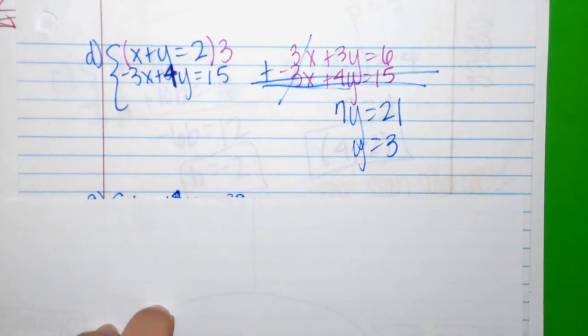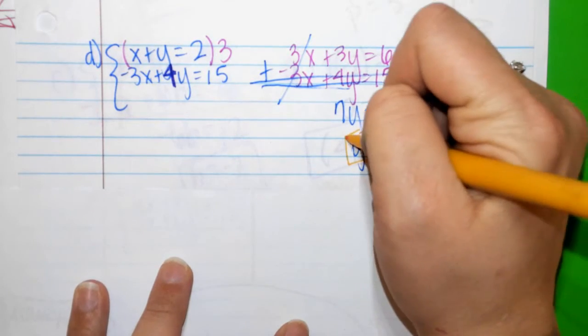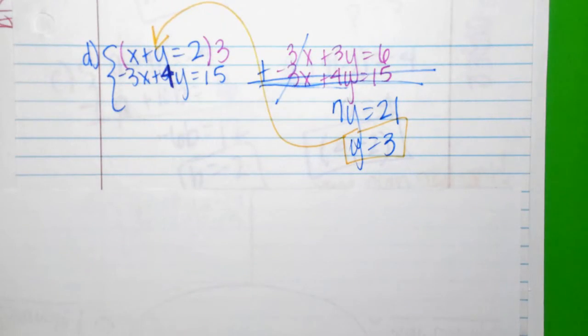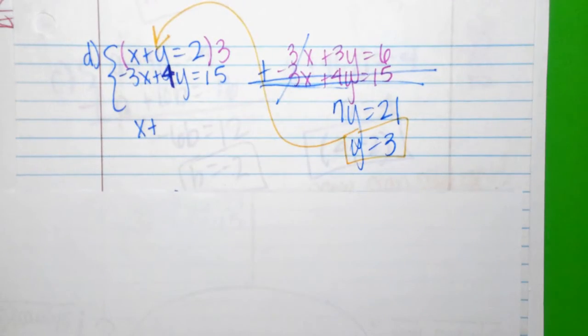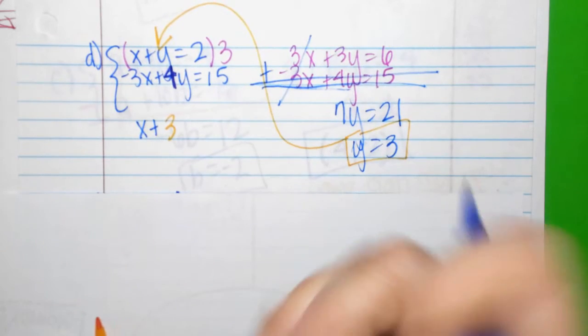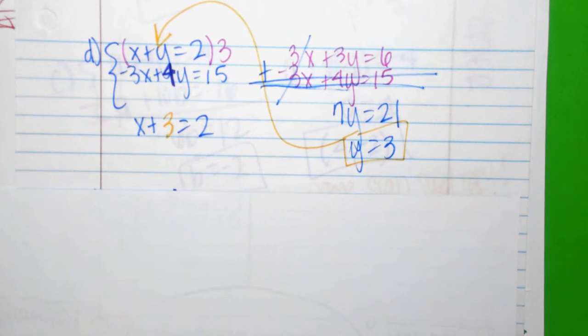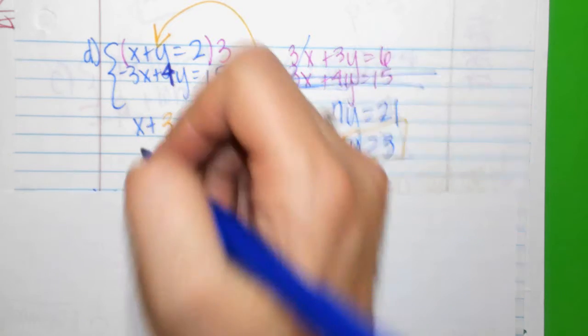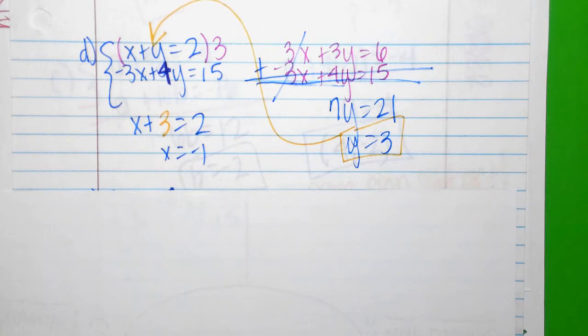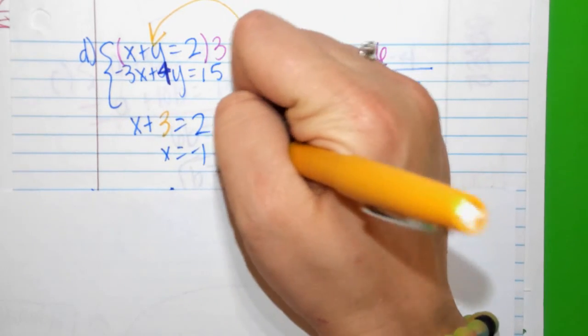Awesome. Now, plug it back into the original top one. So take this y right here and plug it in here. So that gives us x plus, what does y equal? 3, which equals 2. So what does x equal? Negative 1. Take a point if you said negative 1. So how do we write our coordinate? Take a point.